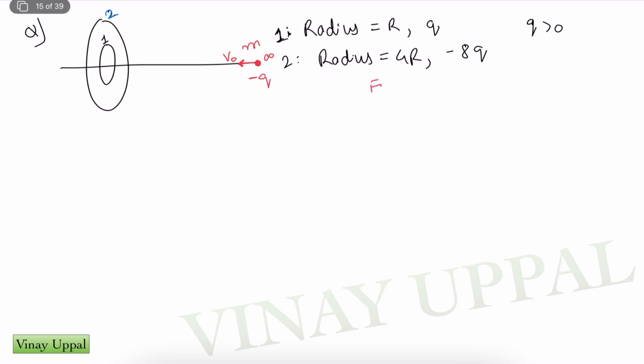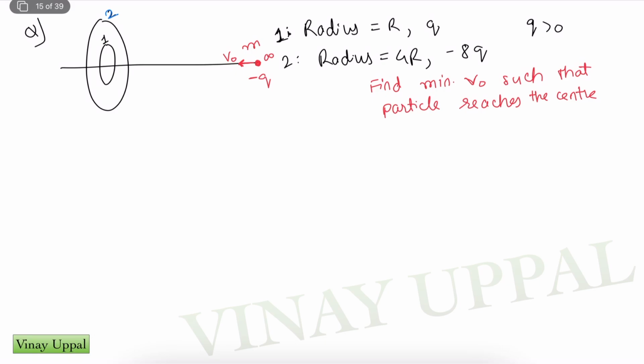So the question is asking us, find the minimum value of v0 such that the particle reaches the center of the rings. Okay, so here we have to be a little careful because I have two rings here.